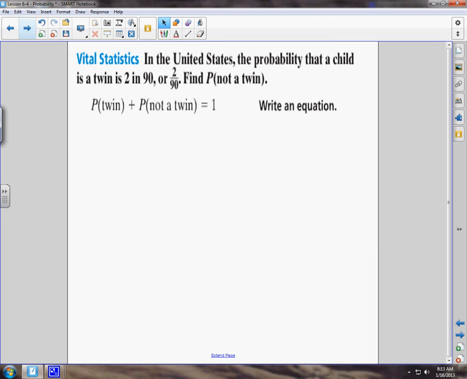So here's one last example. In the United States, the probability that a child is a twin is 2 in 90, or 2 over 90. Find the probability of not a twin. So here's a key thing. If I have the probability of a twin plus the probability of not a twin, I will get 1 because there's no other option. So the probability of being a twin plus the probability of not being a twin always equals 1.